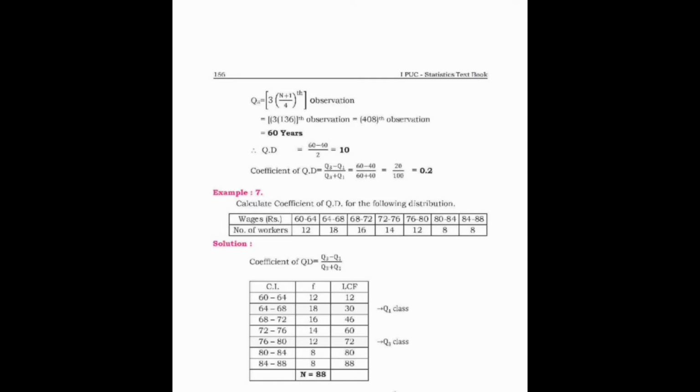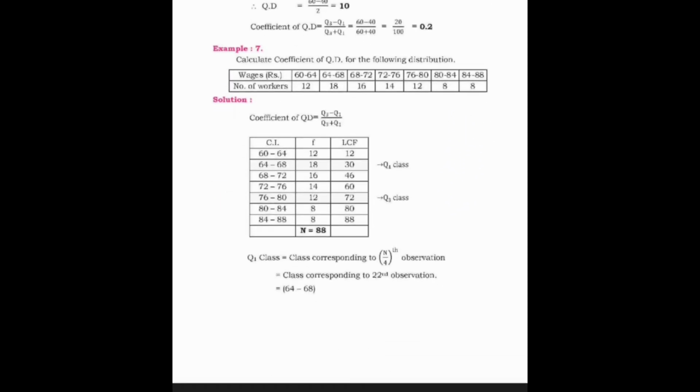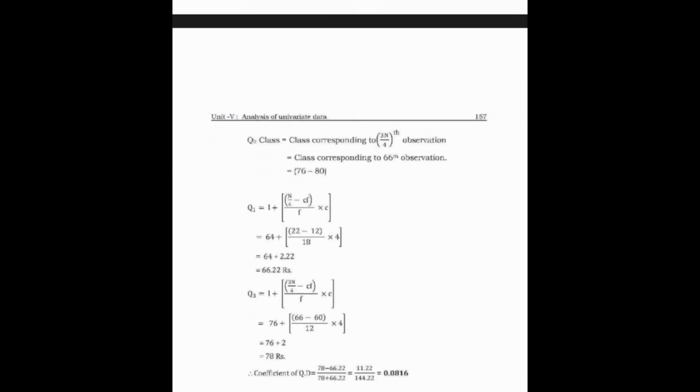Then you have to calculate Q3. Q3 is equal to 3 into (n plus 1) divided by 4, that is 3 into 136, which is the 408th observation. 408 comes between 349 and 489, and then it comes as 60. 60 is the answer.